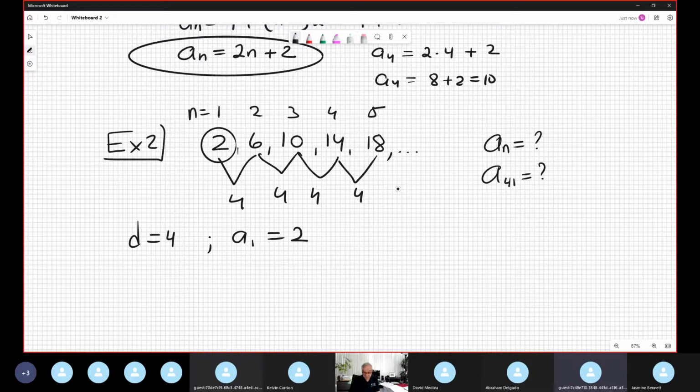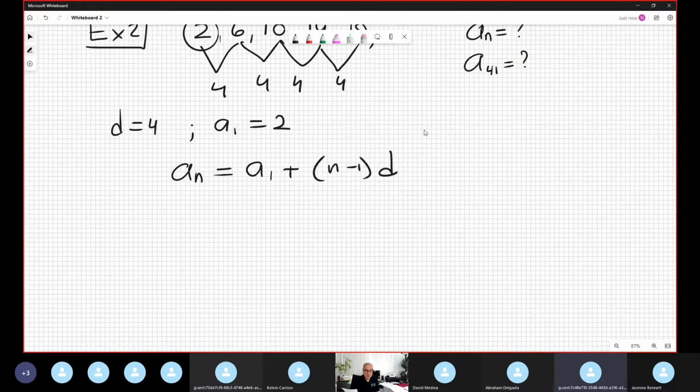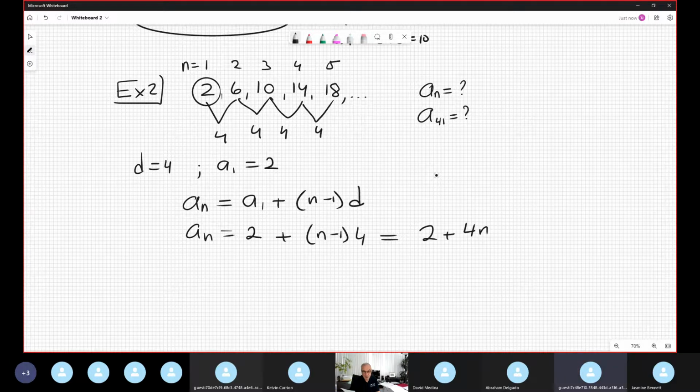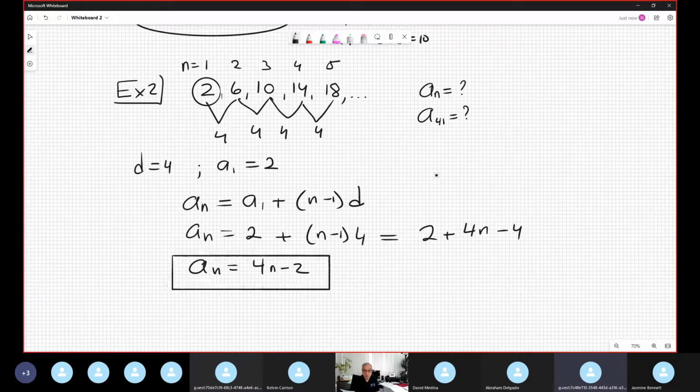So now the formula is A sub n is equal to A sub 1 plus n minus 1 times D. Therefore, in our specific example, A sub n is 2, because A1 is 2, plus n minus 1 times 4, because the common difference is 4. And the rest is easy: 2 plus 4n minus 4. So the specific formula is 4n minus 2. This is my first answer.